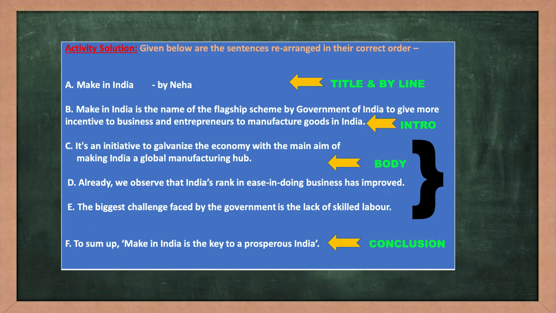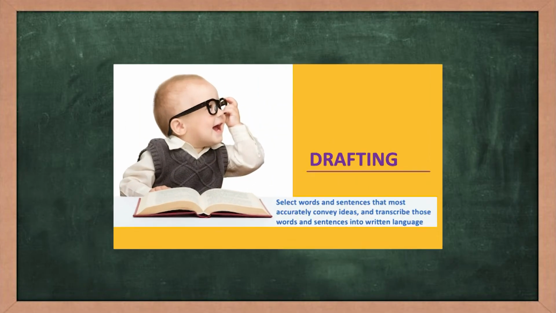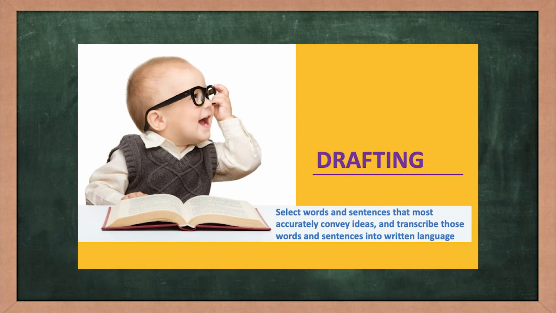To sum up, Make in India is the key to a prosperous India. Thank you, ma'am. This activity was really good. It has given me certain guidelines about how I should go about planning my article. Great. Now let us move to the next stage, drafting. During this stage, you select words and sentences that most accurately convey ideas and transcribe those words and sentences into written language. Of course, now that the plan is ready, start writing. Do you know that the word write is also an acronym?